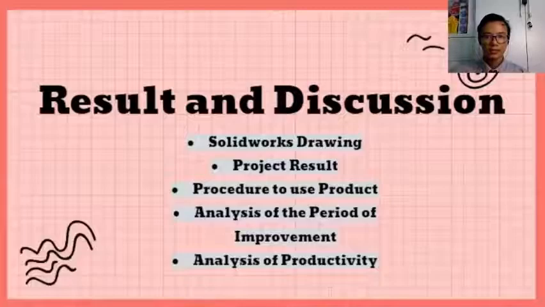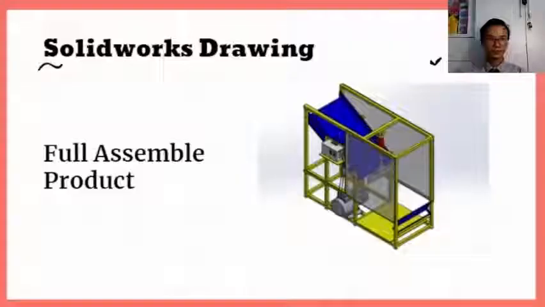Next, we go to the result and discussion. This is the solid work drawing of our full assembly product. We can see the blue part is our slider and stopper, where the sugarcane will slide and then be stopped by the stopper, and then the red pneumatic cylinder will cut the sugarcane into 3 feet lengths, then fall down into a basket which is located on the yellow platform.